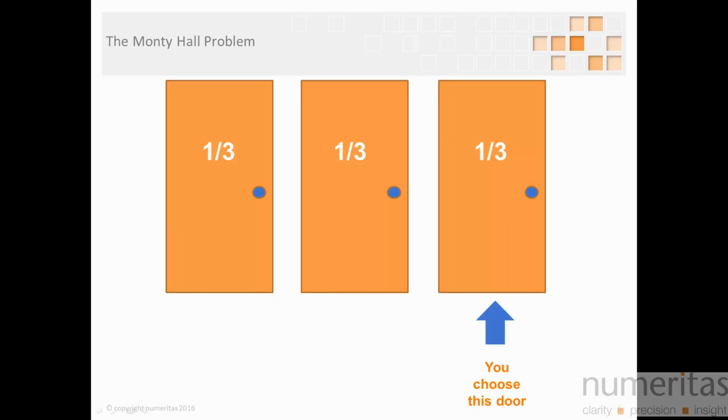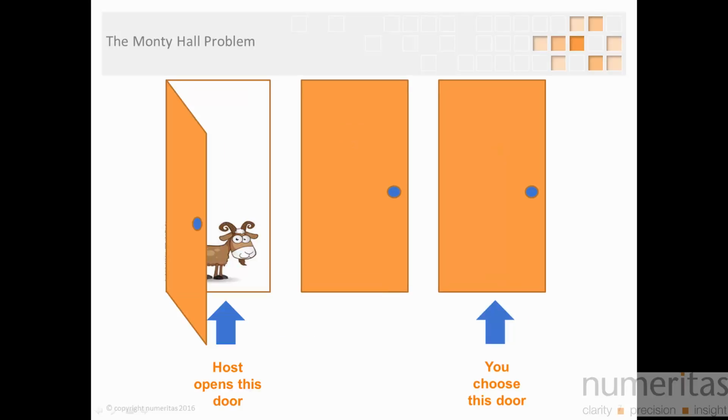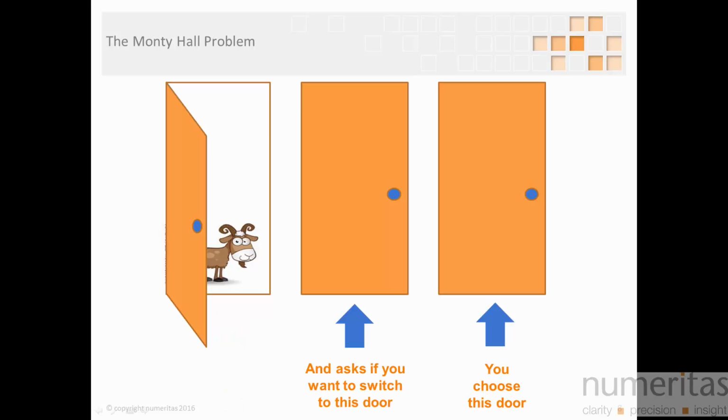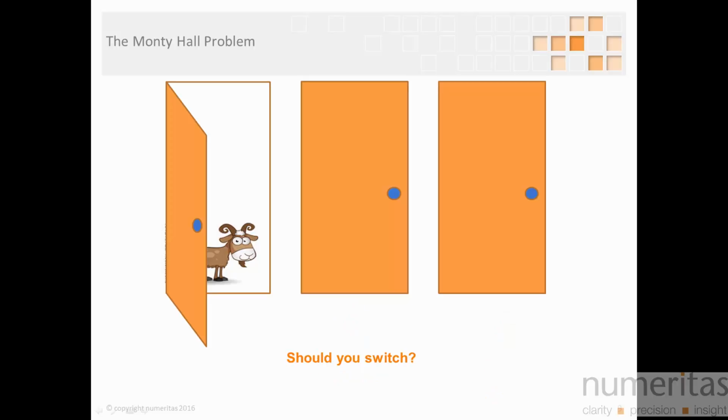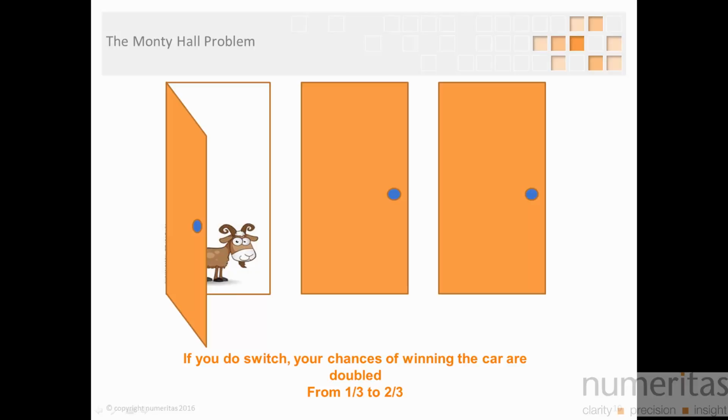Now let's suppose you choose this door. Now the host opens this door and reveals a goat, and then asks if you want to switch to the remaining door. So the question is, should you switch? Now if you do switch, your chances of winning the car are doubled from 1/3 to 2/3.